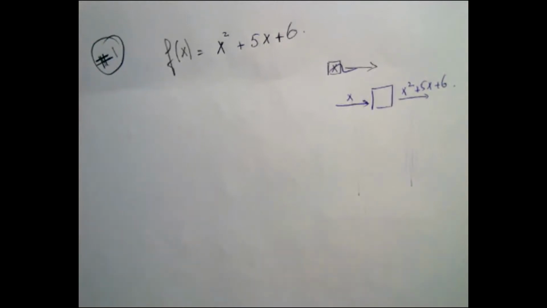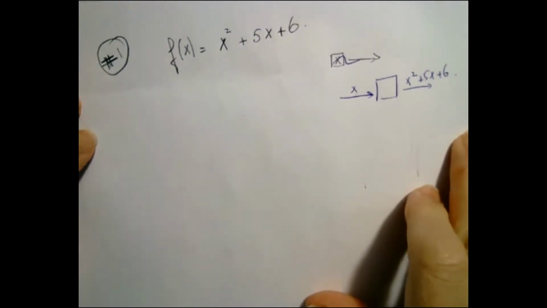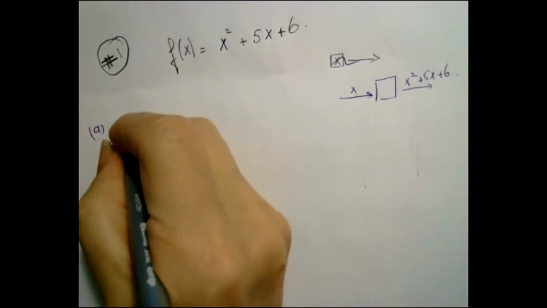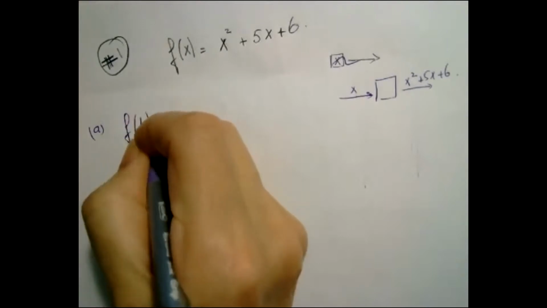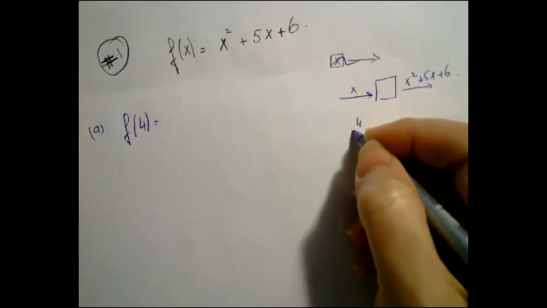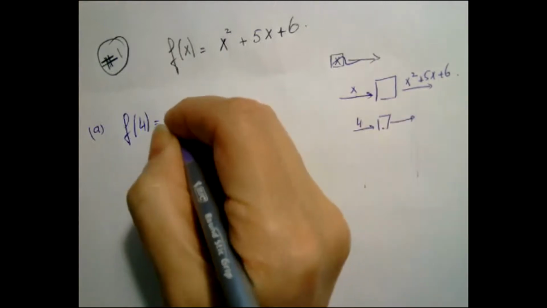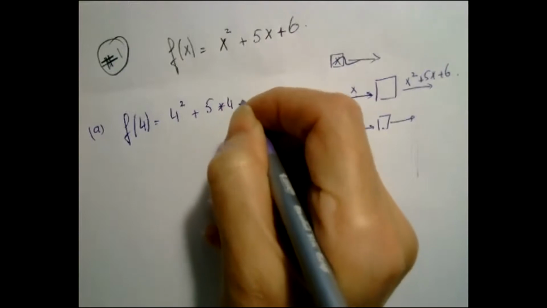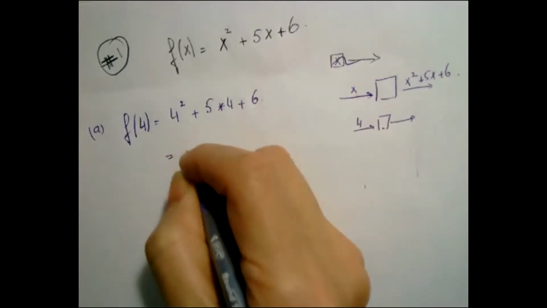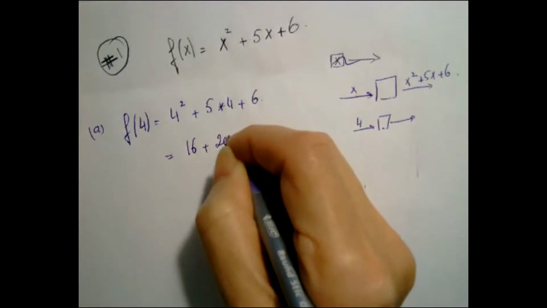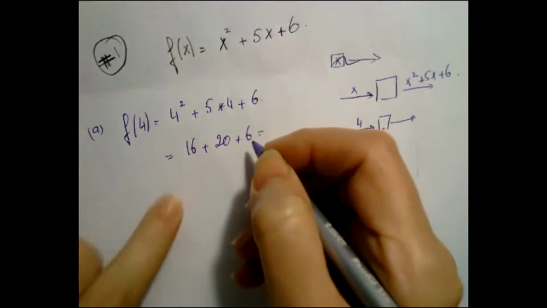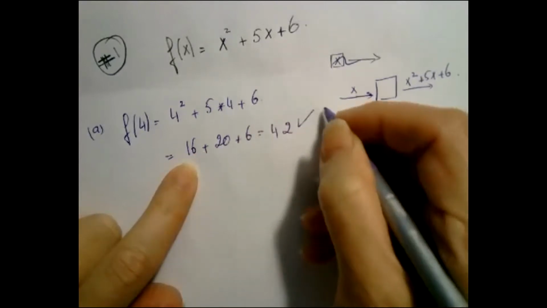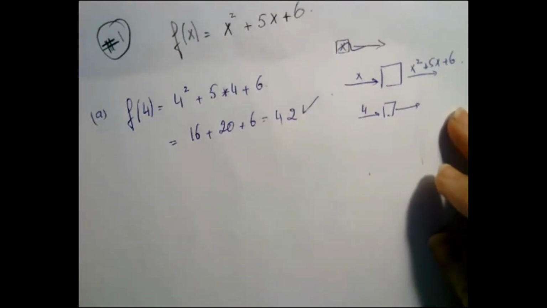All right, so we will do several questions, the ones that I know you may have problems with. The first one is, for example, easy. What is f of 4? It means if you give it 4, what is this going to give you. That's simple. It's 4 squared plus 5 times 4 plus 6. It means 16 plus 20 plus 6, which should give me just a simple 42. Okay?